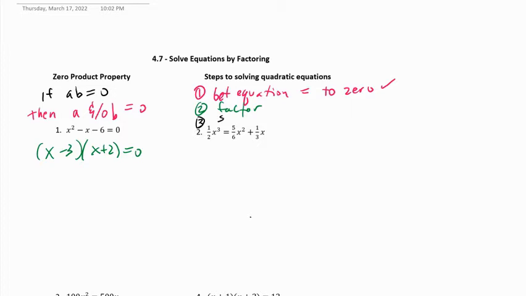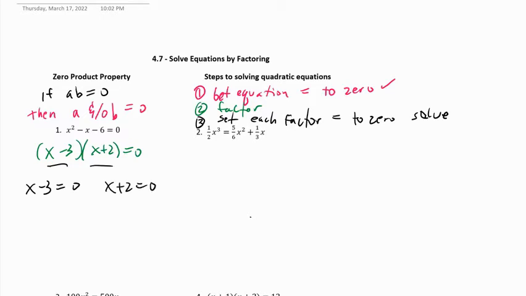And the third step would be set each factor equal to 0 and solve. So if I multiply this by this and it equals 0, then that means that either x minus 3 has to equal 0 or x plus 2 has to equal 0. So x equals 3 or x equals a negative 2. That's my solution.